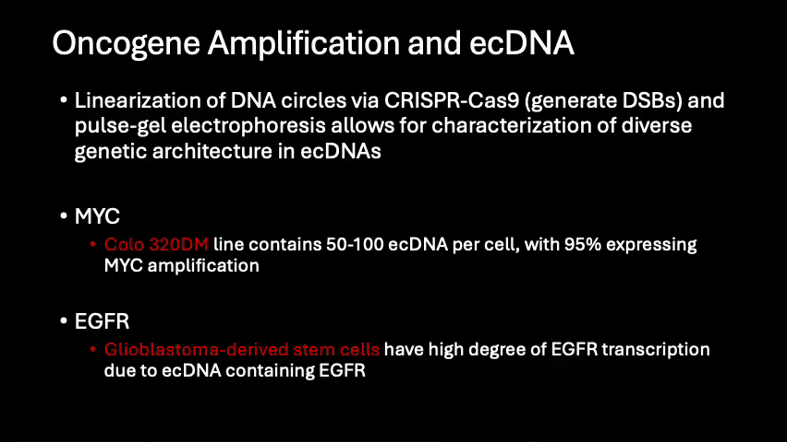Another example is within glioblastoma, or primary brain cancer derived stem cells. These have a very high degree of EGFR transcription, and we found that this isn't due to the normal EGFR on the normal linear chromosomes within these stem cell lines, but they're actually because of ecDNA that contain elevated levels of EGFR. So these are two examples of this phenomenon occurring.